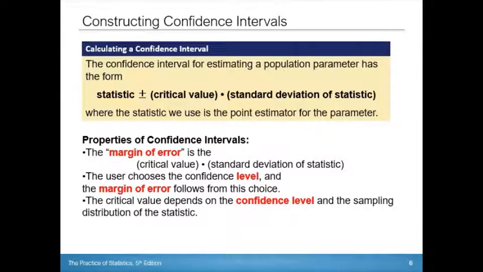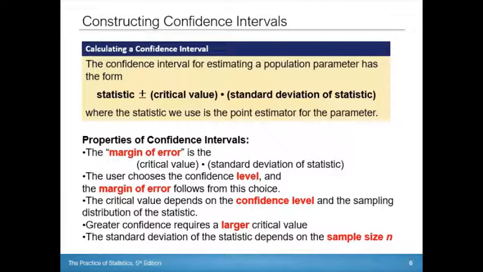So the critical value depends on the confidence level and also the sampling distribution of the statistic. All right, so the greater the confidence, the greater the critical value, and as a result, the greater the confidence interval. The standard deviation really depends on the population standard deviation and the sample size, n.